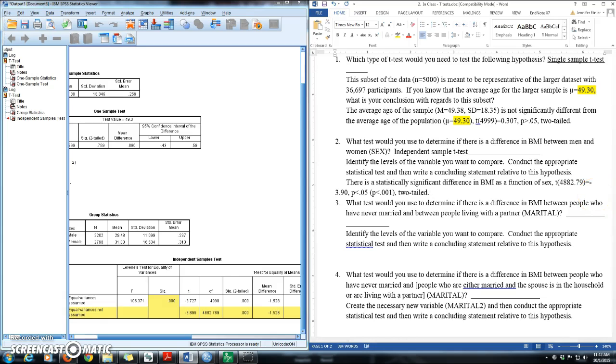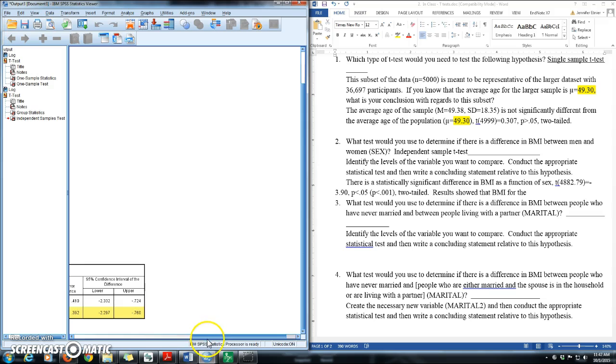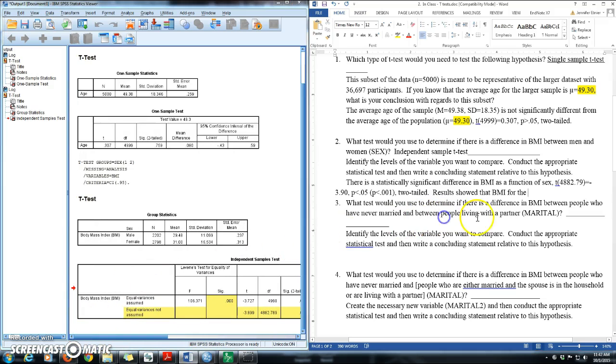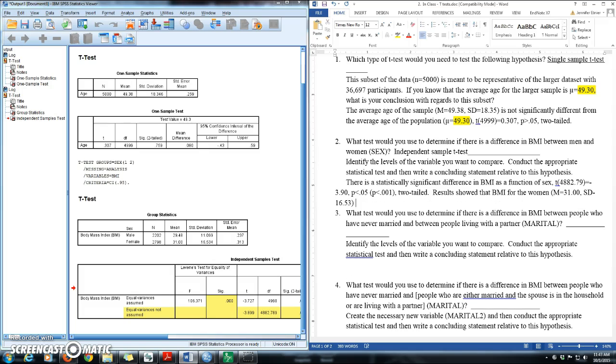Now we would also want to say results showed that, going back to our data, BMI for the women, again, it doesn't really matter how you write this, M equals 31.00, SD equals 16.53, was significantly higher than BMI for the men, M equals 29.48, SD equals 11.10.